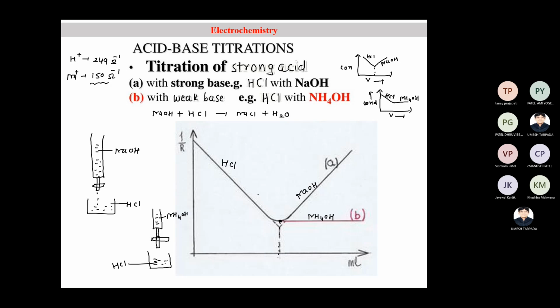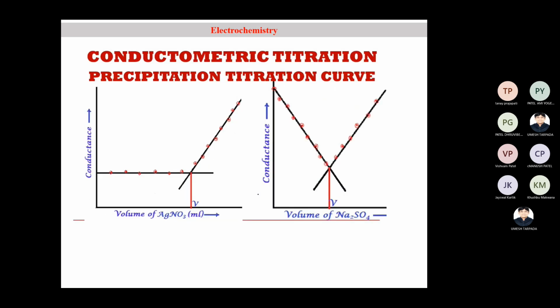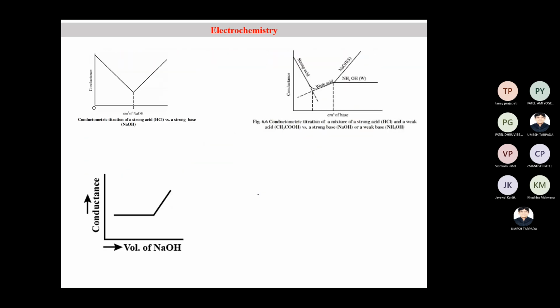What happens if you have a weak acid versus a strong base? See, this is a strong acid HCl versus NaOH. And this is a weak acid, especially acetic acid, versus a strong base.